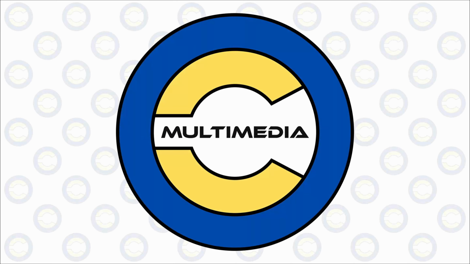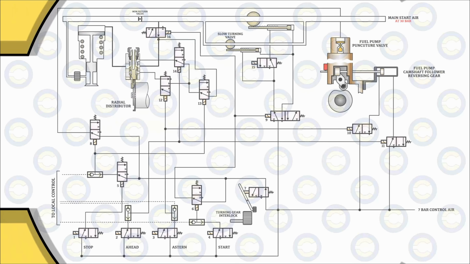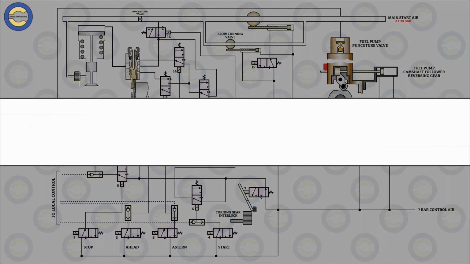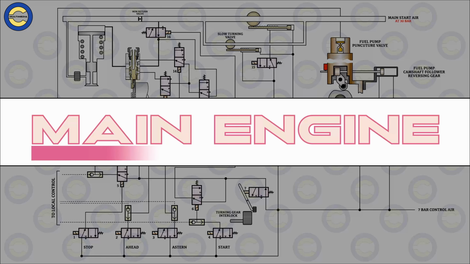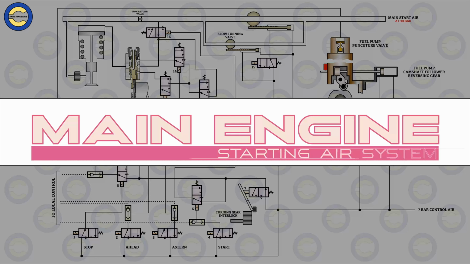In our video today, we'll be undertaking the air starting system of a MAN B&W main engine and understanding how the engine starts in ahead and astern direction, the different components involved within this circuit and also the interlocks involved within the circuit and how the direction control valves and the other components play a critical role in this system.